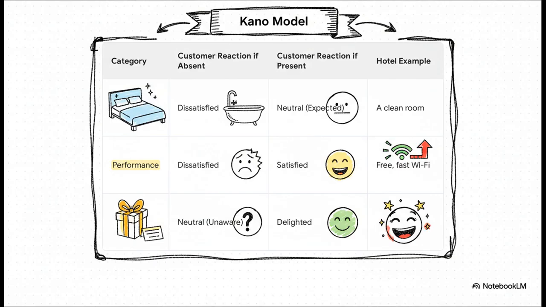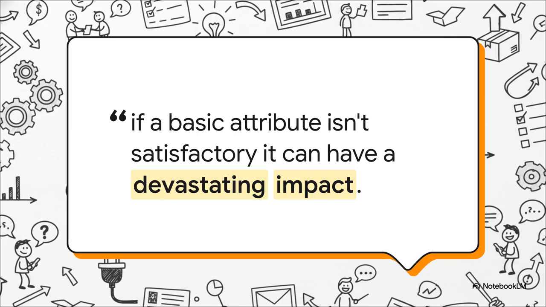Next are performance attributes. This is where more is better, like free fast Wi-Fi. The faster it is, the happier you are. And then, my favorite, we have the excitement attributes. These are the things that blow you away. You weren't expecting a personalized welcome gift, so if it's not there, no big deal. But when it is, wow, you're delighted. That's what builds loyalty.